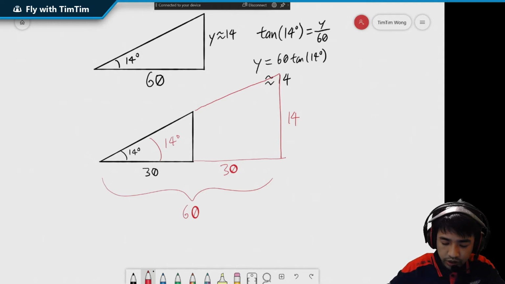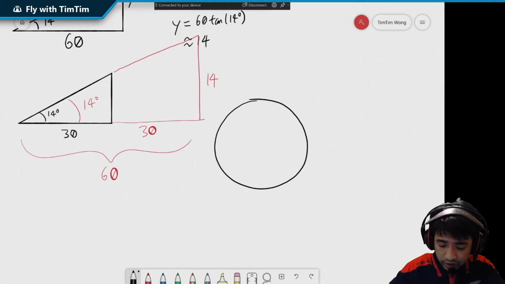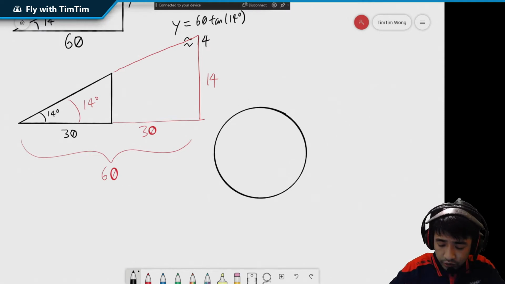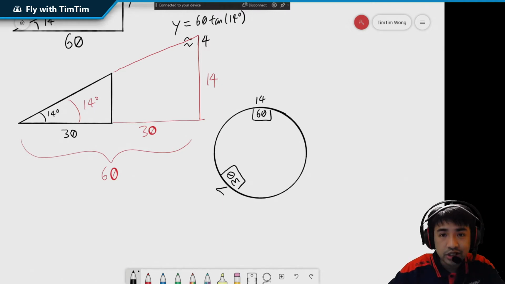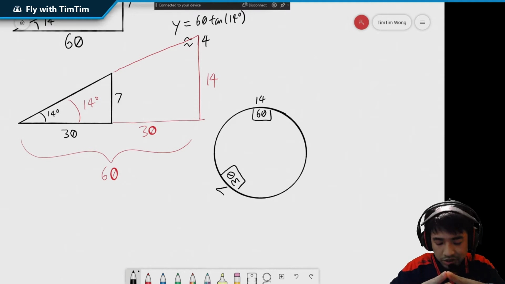Because these two triangles share the same angle, 14 degrees, they're similar triangles, they have linear scale. So we take out our flight computer. We put 14 above 60, or we put 60 below 14. And then we look at 30. What is that? 7. So the length here is 7.